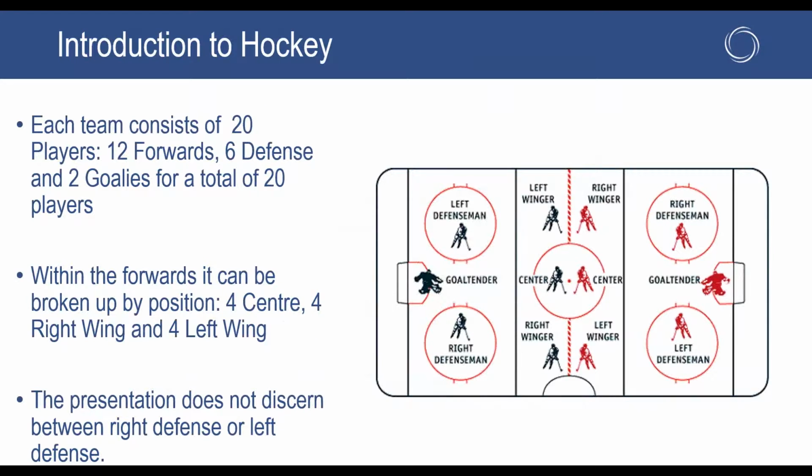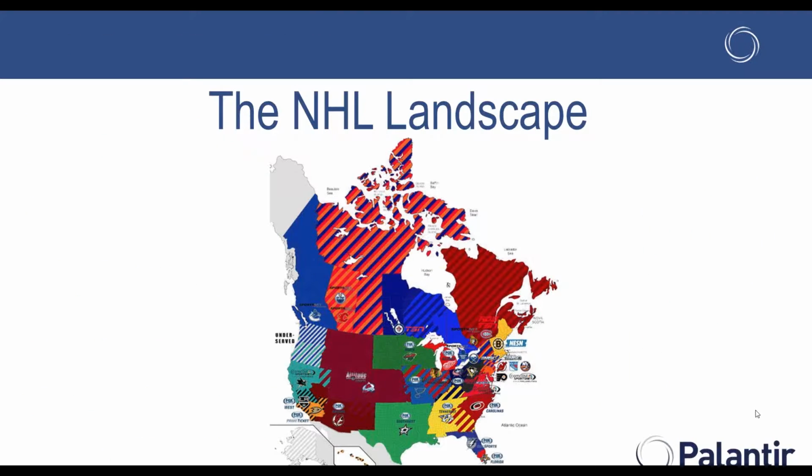So let's get right into it. Hockey basics. This should be fairly straightforward, but each team consists of 20 players. That's 12 forwards, these people up here, 6 defense, these ones here, and then 2 goalies. Within the forward group, it can be broken up by position, so you're going to have 4 center, 4 right wing, and 4 left wing. For this analysis, I haven't made any differentiation between defense. Maybe that's because I'm a forward, and back there is all mystery to me.